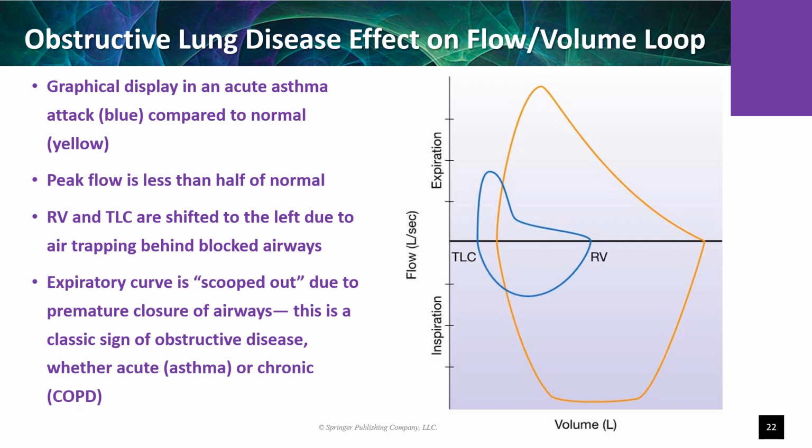COPD produces marked changes in the flow volume loop with a reduced peak flow, an increased residual volume, and total lung capacity due to trapping air, and a concave scooped out appearance of the expiratory flow decline from the peak. The concave flow pattern indicates premature airway closure during forced expiration.